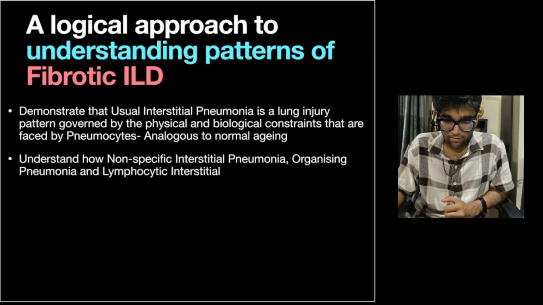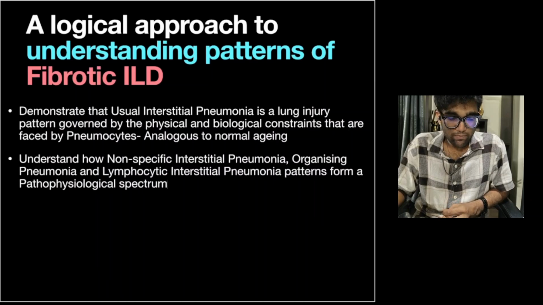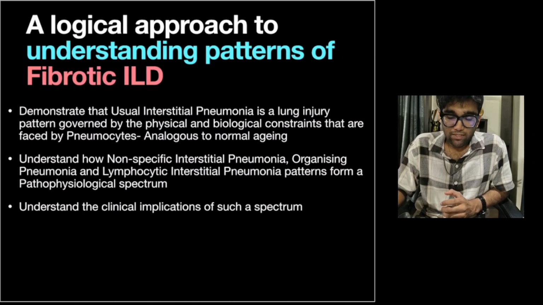The second thing that I'll attempt to do is I'll try to make you understand how non-specific interstitial pneumonia, organizing pneumonia, and lymphocytic interstitial pneumonia are all three pathophysiologically similar and fall on a spectrum, and they are immunologically mediated. The third thing I'll be trying to do is understand the clinical implications of this spectrum and how that is used by those of us involved in diagnosing patients to decide on what type of pattern the patient might have, and therefore analyze images accordingly and then treat accordingly.